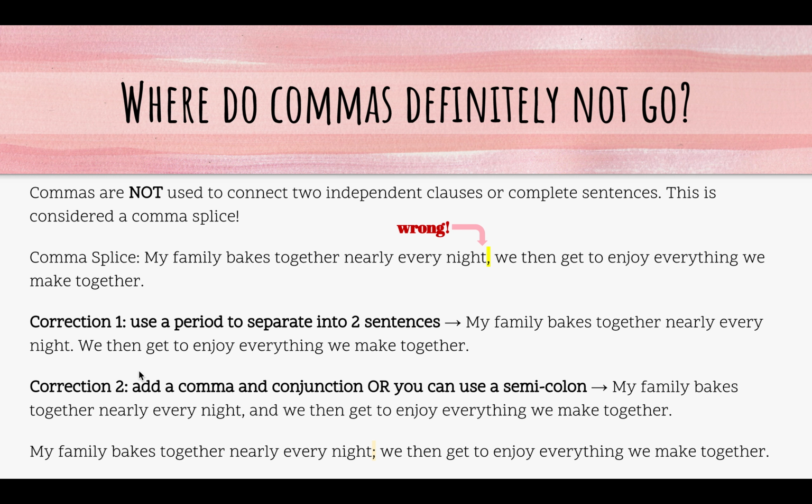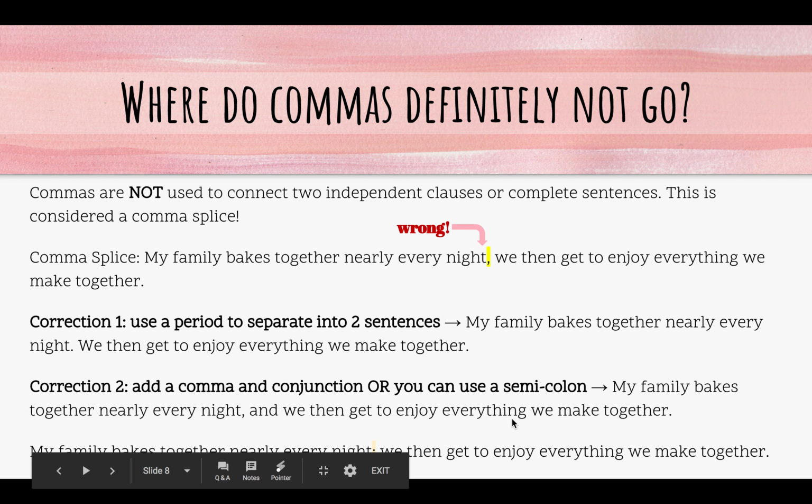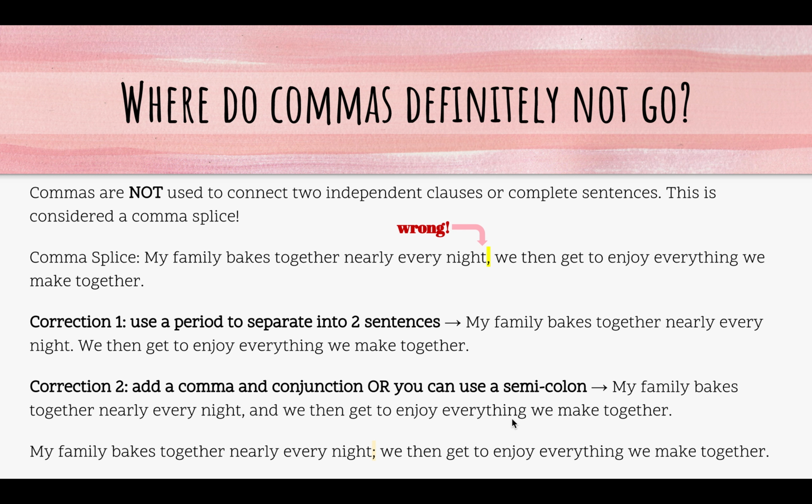There are two ways that you could easily correct this. You can use a period to separate it into two sentences on its own. My family bakes together nearly every night, period. Capital W, we then get to enjoy everything we make together. So we do not need a comma there. Another way we could correct it is to add a comma, but to also add a conjunction. For example, my family bakes together nearly every night, comma, and we then get to enjoy everything we make together.